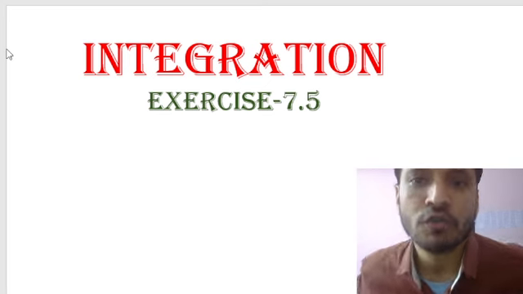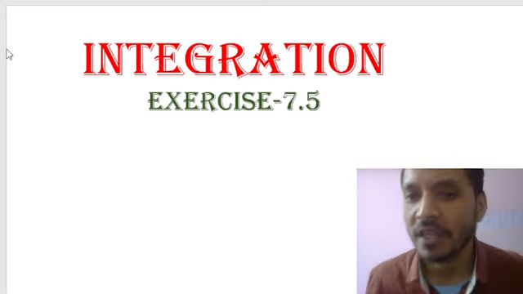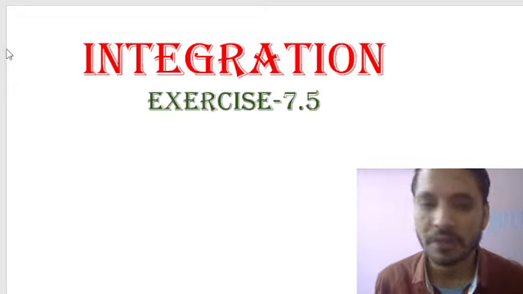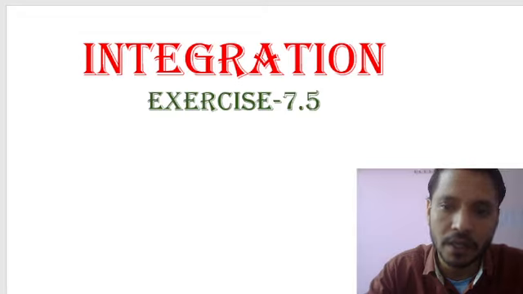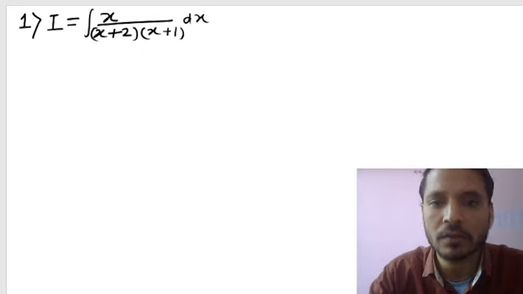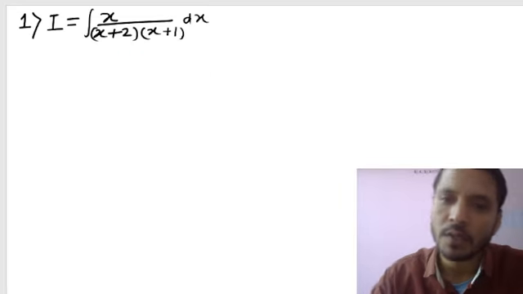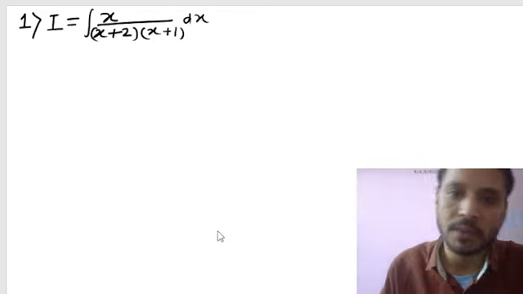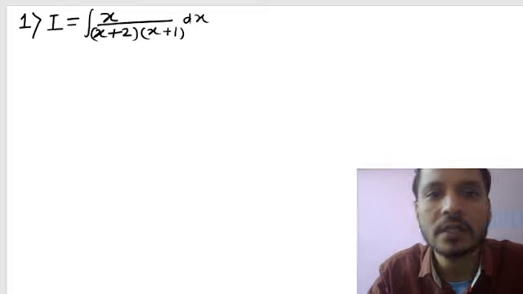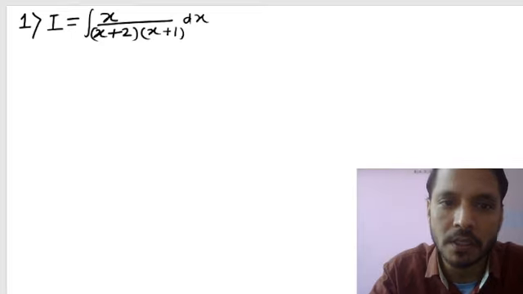Hello everyone. So today again we are going to continue the integration. This is exercise 7.5. So the very first question is, and this is an NCERT exercise actually, right? So the first question we have, I is equal to integrate x by (x plus 2) into (x plus 1) into dx. So in this exercise we are applying the concept of the partial fractions, right?